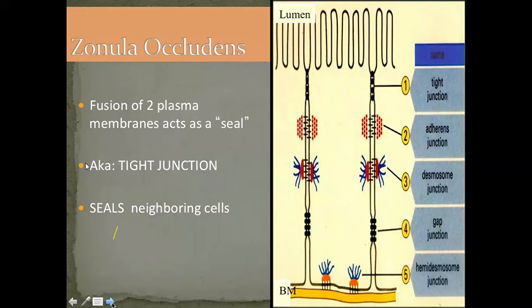So the first one is the tight junction. Your tight junction is also known as the zonula occludens. So it serves to fuse two plasma membranes and acts as a seal. So this seals the neighboring cells, lateral man. So that is tight junction. Nagsisealed siya, or zonula occludens.